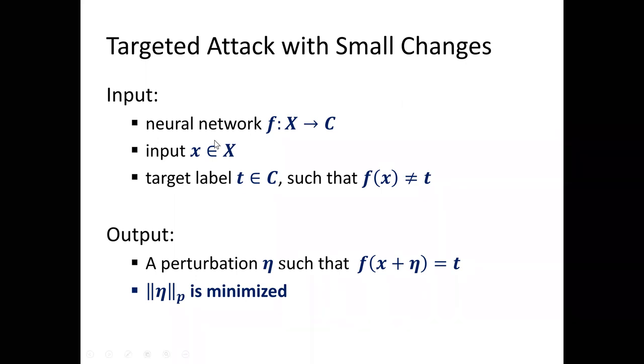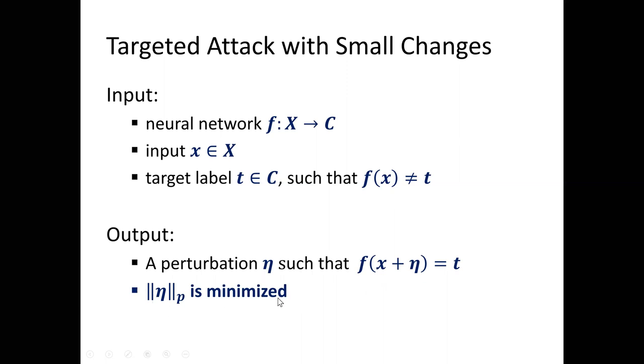So you again have the same setup. You have the neural network F, you have the input x, you have the target label t, again as before. The setting here is exactly the same as before. But now in the output, what I want is to find a perturbation eta such that, again, I classify the perturbed example as the adversarial example as t, but also that I minimize the P norm of eta. I want eta such that the P norm is minimized.